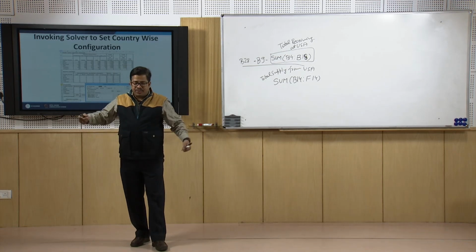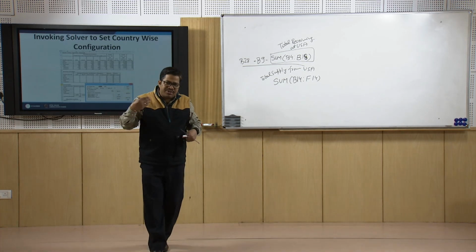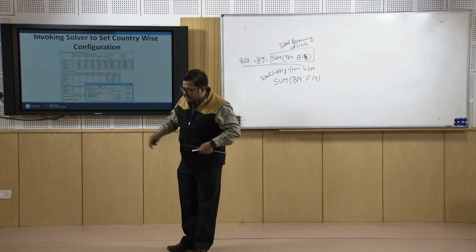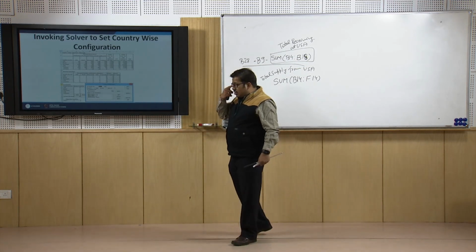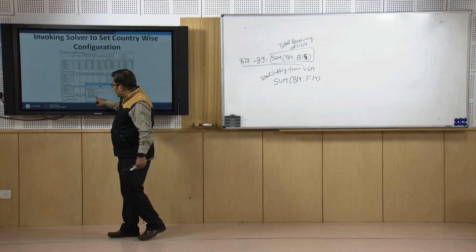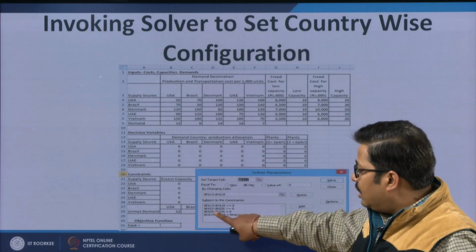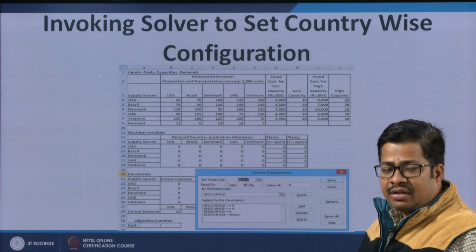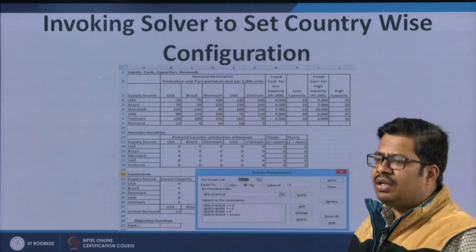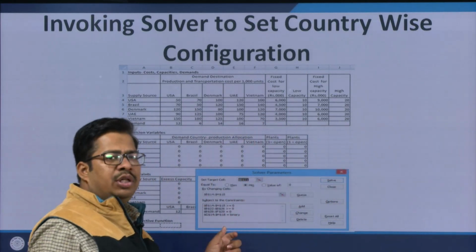It is a dream type of situation. Nobody is going to produce anything, nobody is going to transport anything, and you are going to have zero cost for your model, and that is not the objective of this model. Therefore, we are building this type of constraint so that the left hand side is completely satisfied and there is no unmet demand.